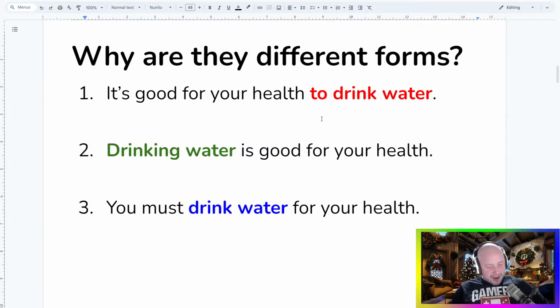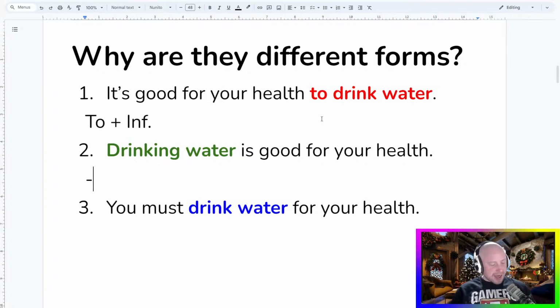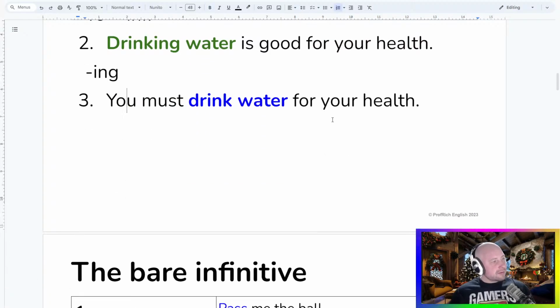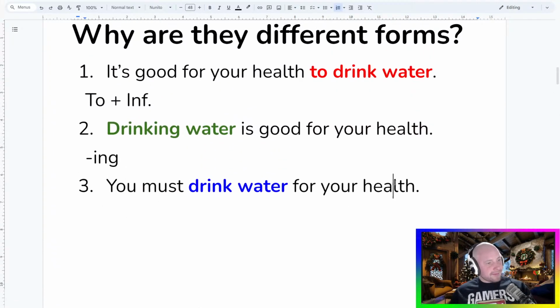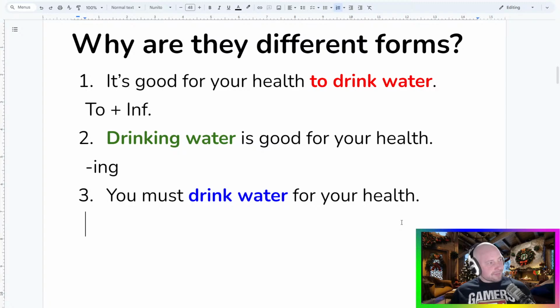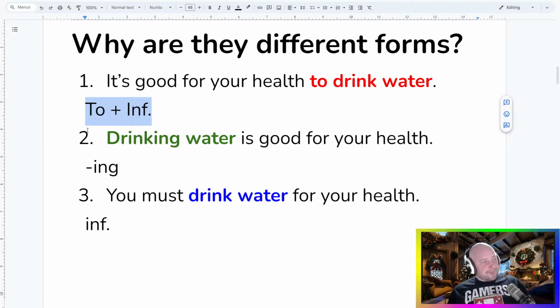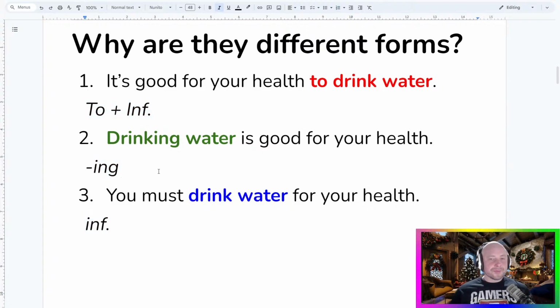So here we have our infinitive with to, or to plus infinitive. Let's call it to plus infinitive. Here we've got the ing, and here we've got the infinitive. But why? Why are they different forms?